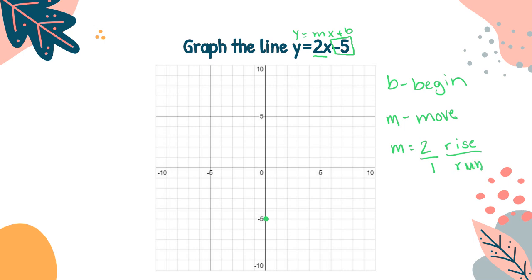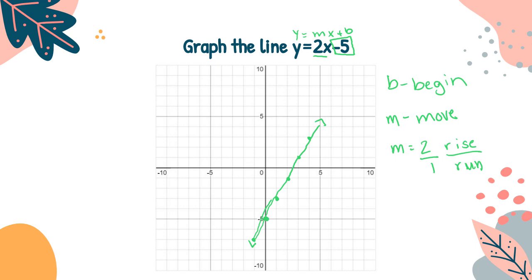So how many times am I going to rise from this point? 2. And then how many am I going to run? 1. So I go up 1, 2, and I go over 1. And then I can continue doing that, up 2 over 1, up 2 over 1. And I can continue that, and I can even go down 2 and over 1. Now, I connect my points to create a nice straight line, like so.